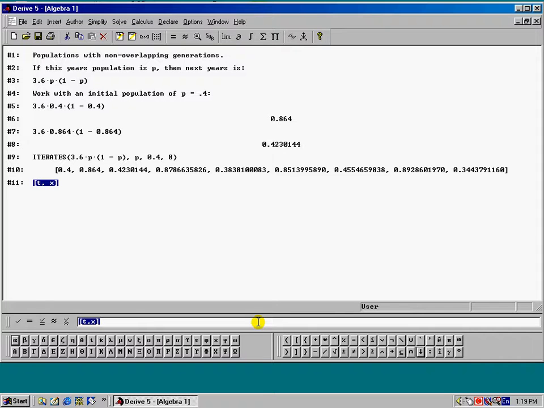The next year's information will be t plus 1, that means next year, and we write down the expression in line number 3. So that gives us the population 1 year later, keeping track of the year.